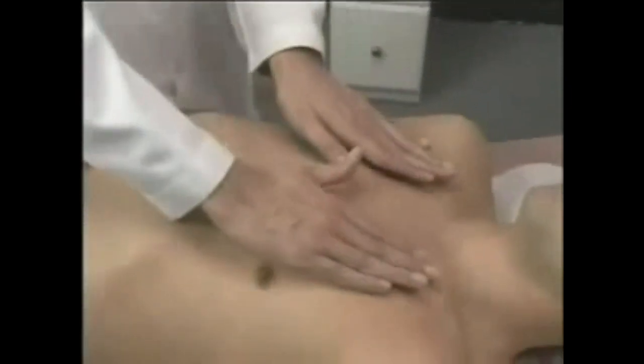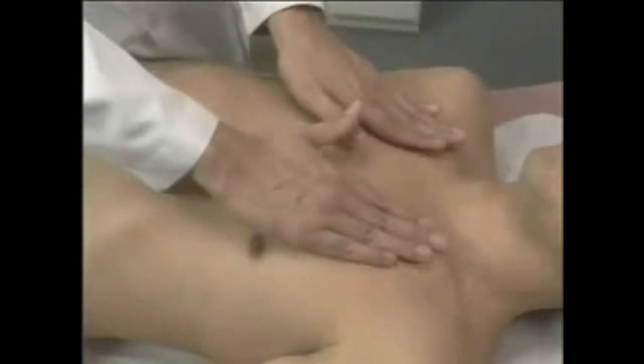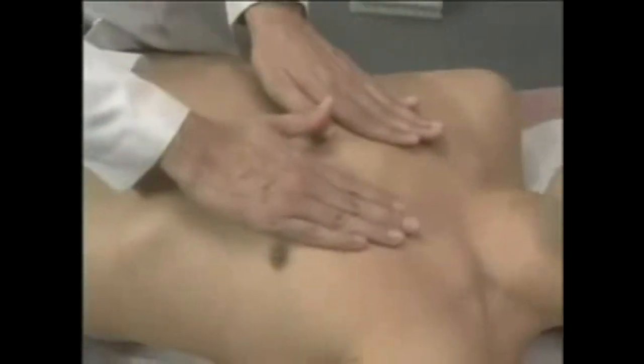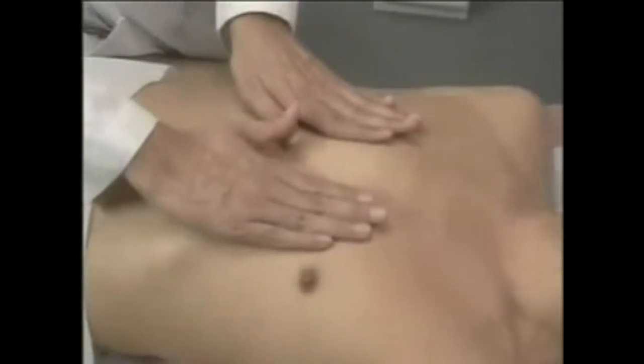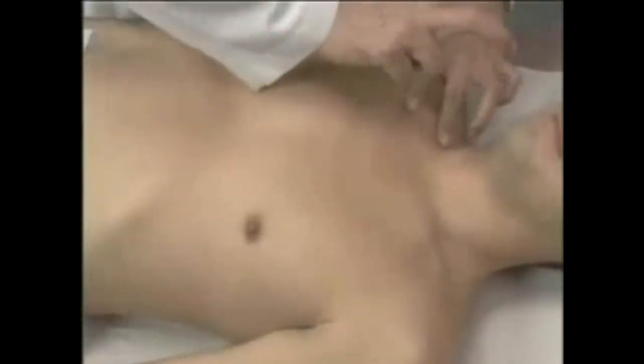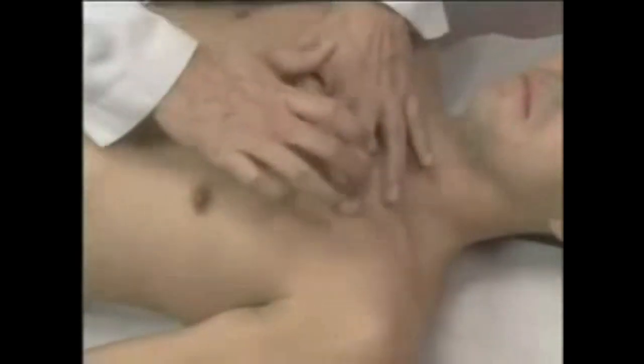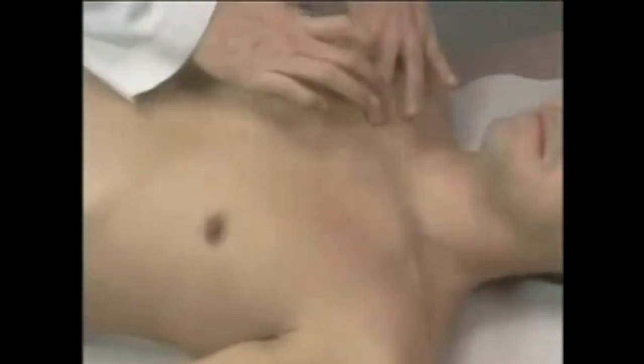Next, palpate for tactile fremitus. Say 99. As the patient repeats 99, compare symmetrical areas. Using the edge of the hand to detect vibrations is also common. Because fremitus is difficult to feel through the breast tissue of women, in those cases you may need to gently displace the breast. Next, percuss the anterior thorax in symmetrical areas, proceeding from the supraclavicular area down to the sixth rib or below.